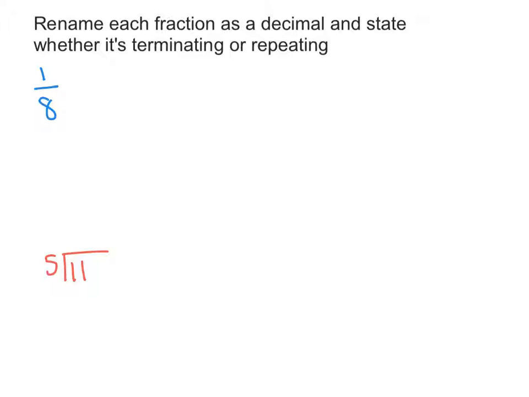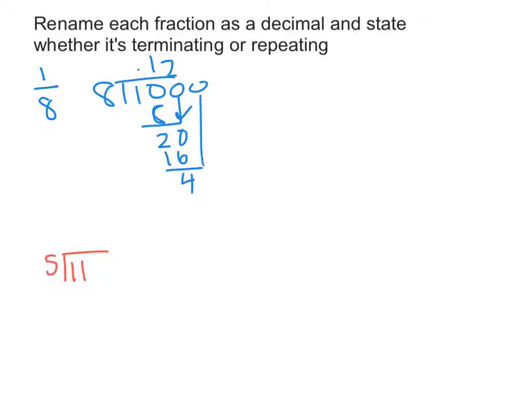1 over 8, we know that we have to do bottom into top, so we do 8 into 1. 8 can't go into 1, so we have to add a 0 and then a decimal up top. 8 into 10 is 1, remainder 2, bring down a 0. 8 into 20 is 2, 16, remainder 4, bring down a 0. 8 into 40 is 5. So 1/8 is equal to 0.125. And since it ends, right, it is a terminating decimal.